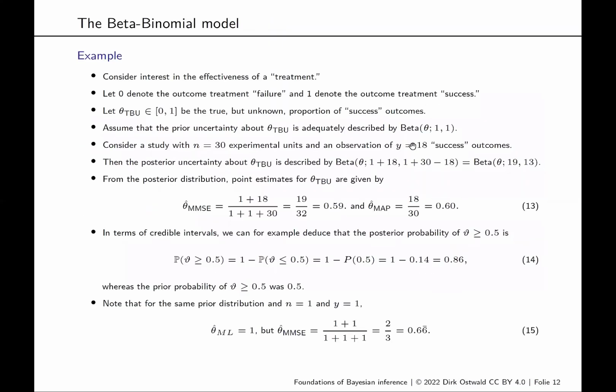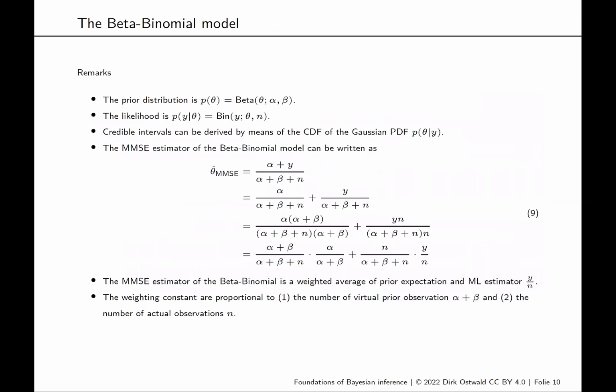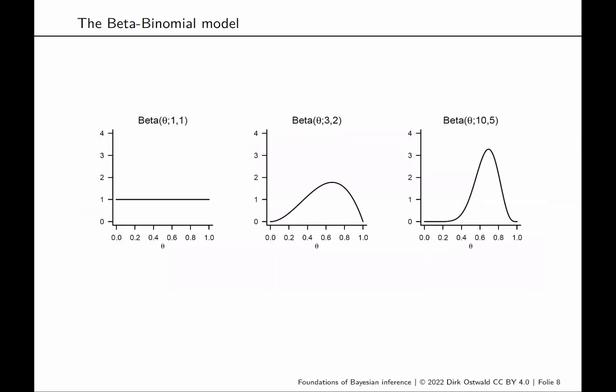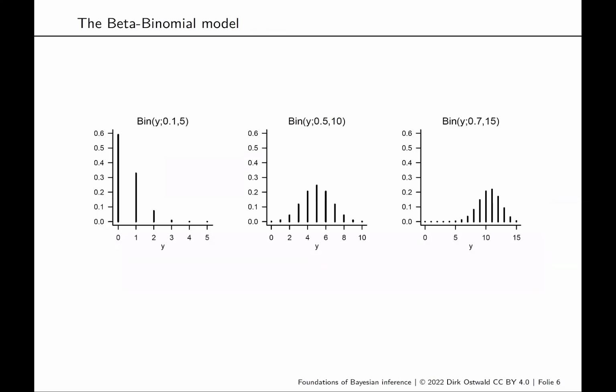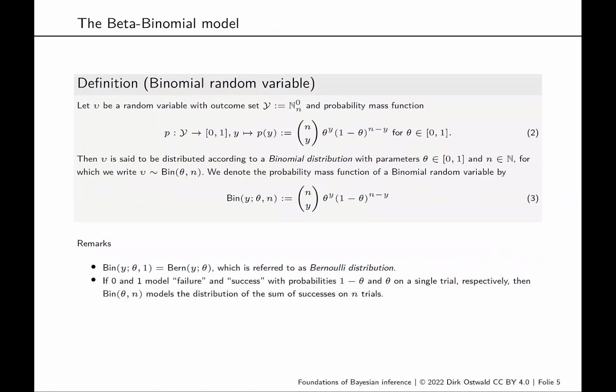Now, Gaussian you might be more familiar with. Beta-binomial is more the old school thing, so maybe we should at this point also rehearse a little bit what binomial and beta distributions are. So the binomial distribution is the distribution of a binomial random variable.